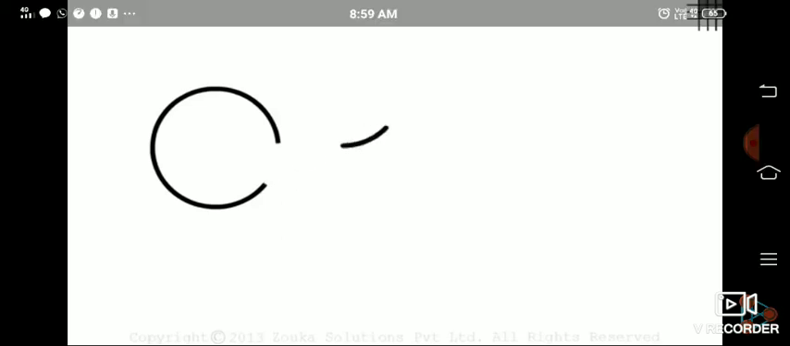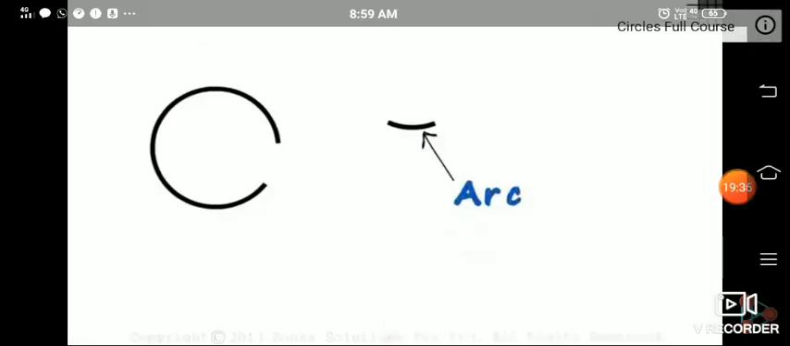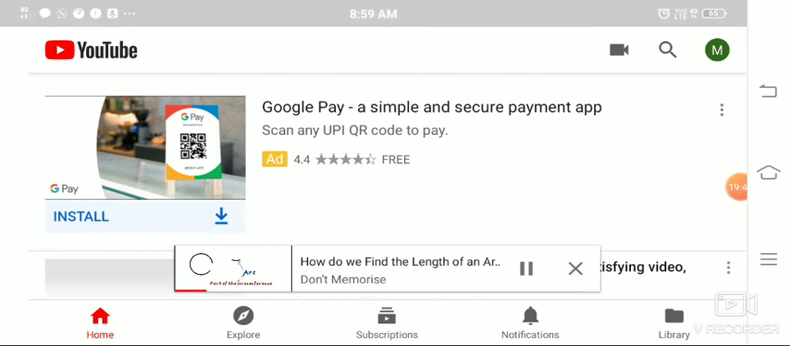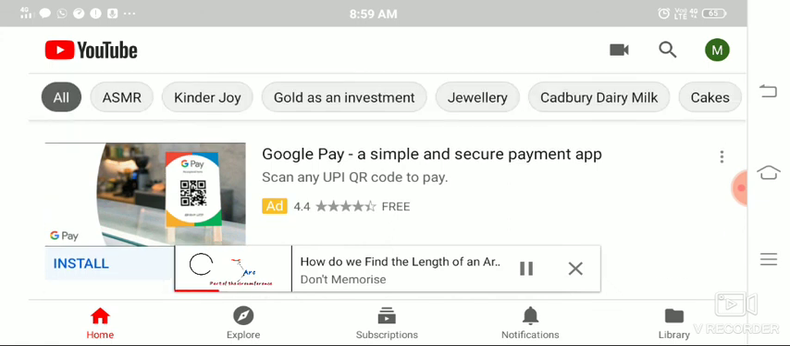Look at the circle you see on the board. If we remove a part of the boundary, this is what we get. It's called an arc. The arc's length is basically a part of the circumference of the circle. How can we calculate the length of an arc? It's a curved length and cannot be measured with a scale. Let's understand a few examples.